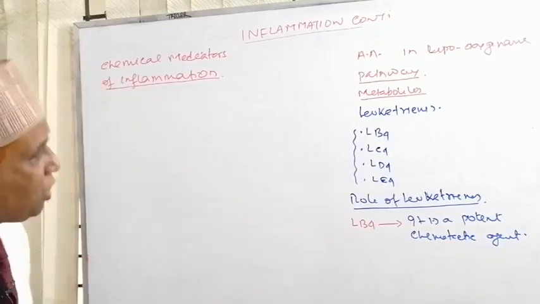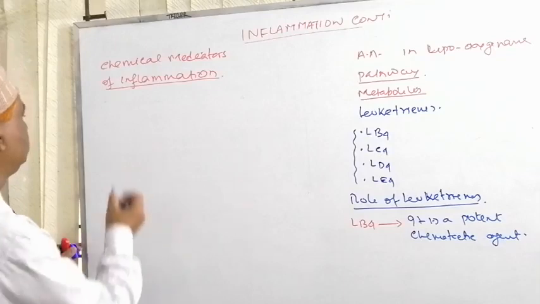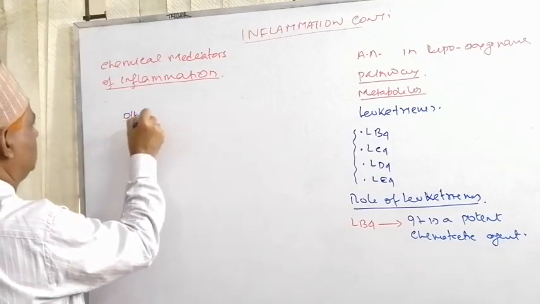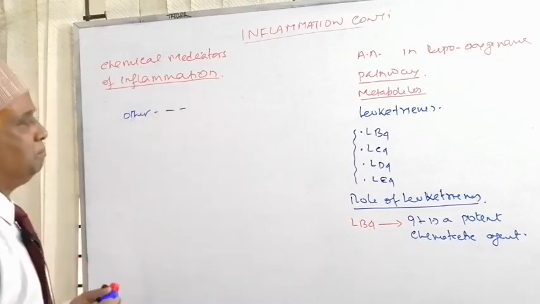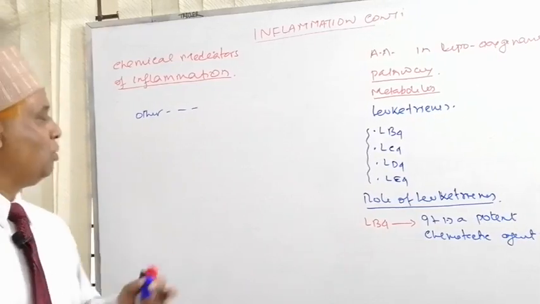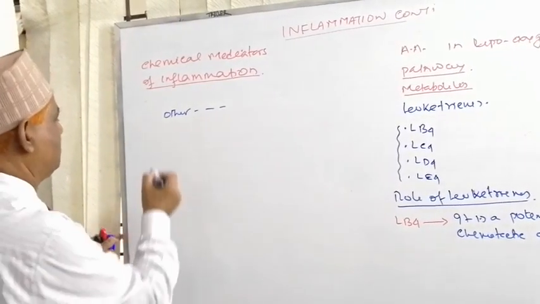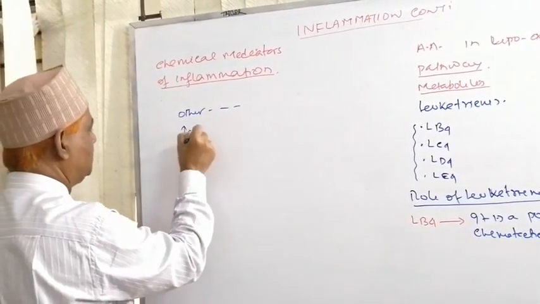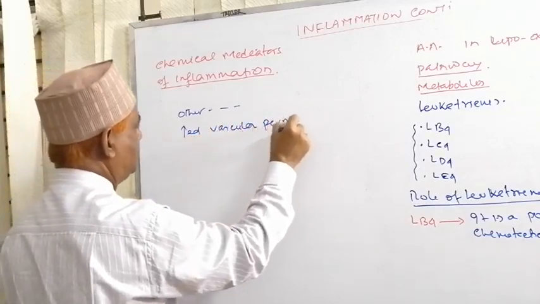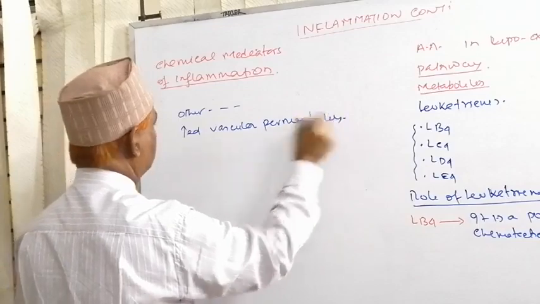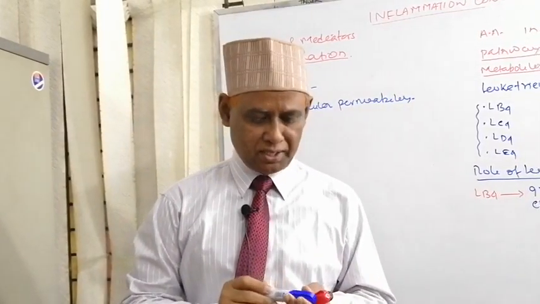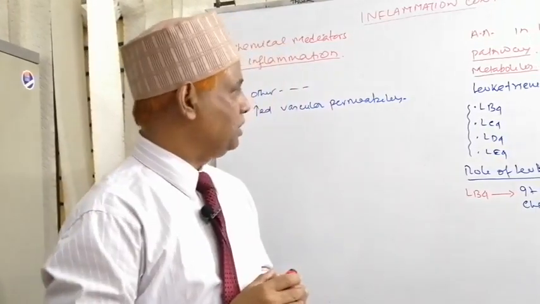And now come to role of other leukotrienes. Other leukotrienes, C4, D4, E4. What is the role? All are associated with increased vascular permeability. So this is all about the arachidonic acid metabolites associated with acute inflammation.